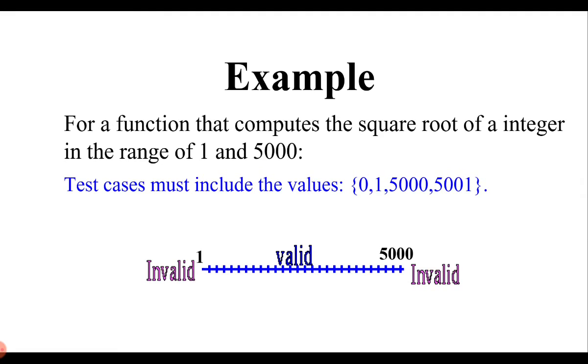Now talking about the same example, for a function which computes the square root of an integer in the range of 0 to 5000, we also have to include 0 and 1 as well as 5001, along with 5000. Because these are not negative numbers, and 5001, if you take its square root, it will give you a value which is within the range of 5000. So we have to check for the valid and invalid test cases using this particular testing suite.